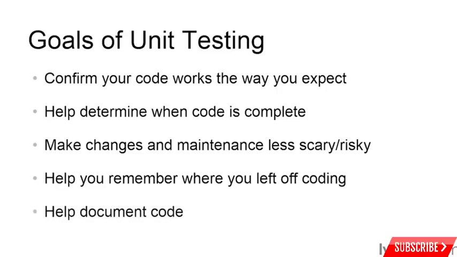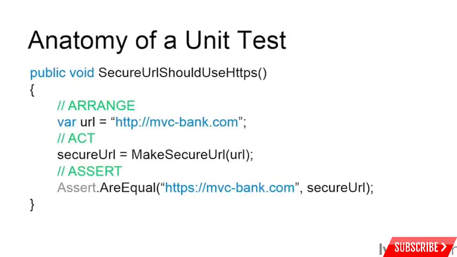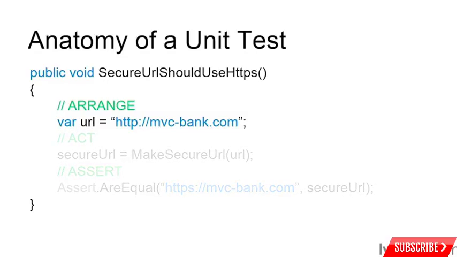Tests can also help us document our code. A well-written test should be clear in its purpose and should communicate to a reader what we wanted the code to accomplish. A unit test in ASP.NET is normally a method with a void return type that follows the arrange, act, assert procedure. In the arrange step, we prepare the items that we wish to use during the test.